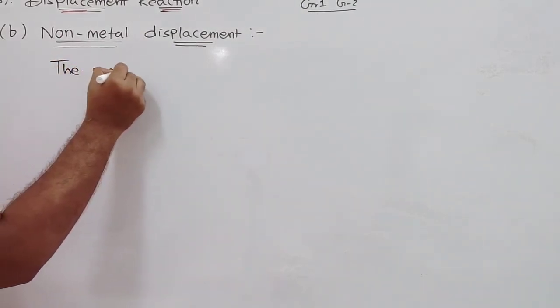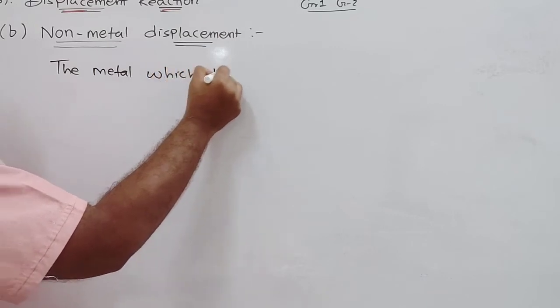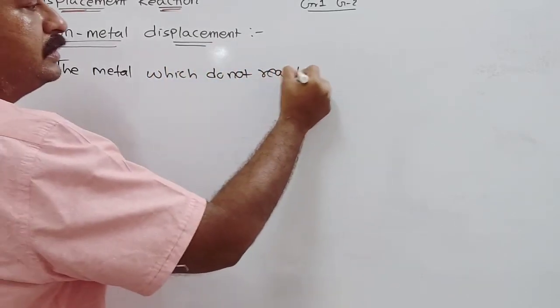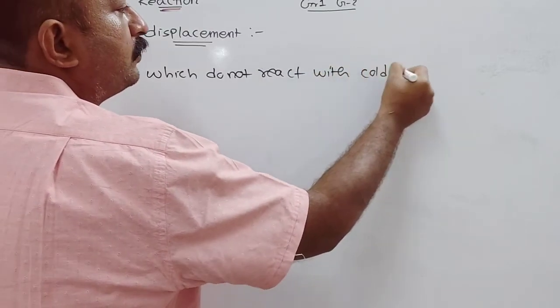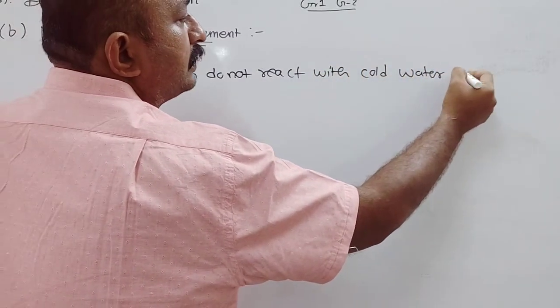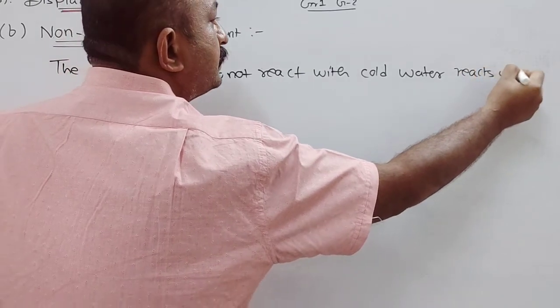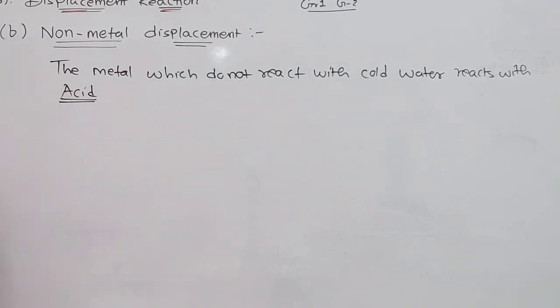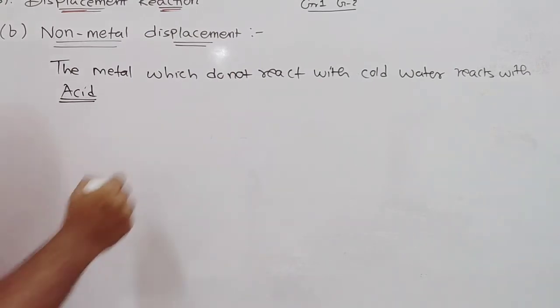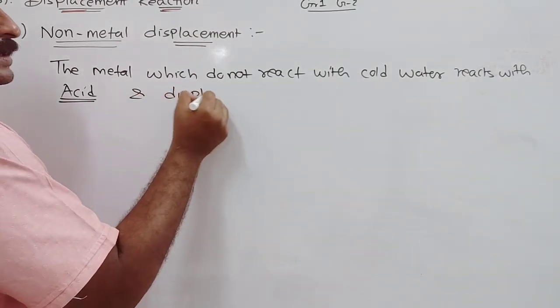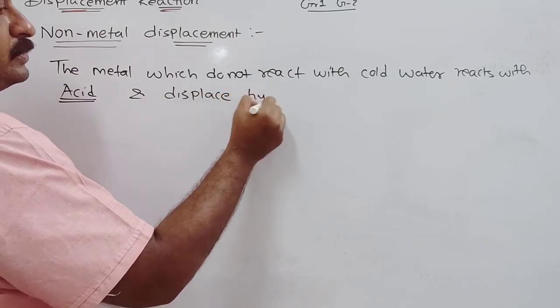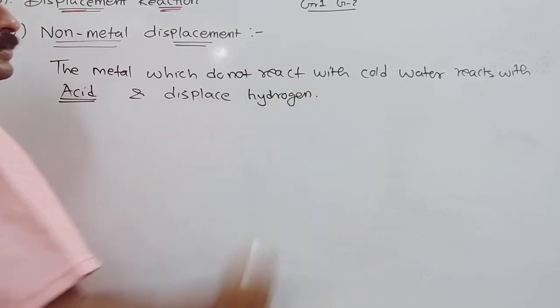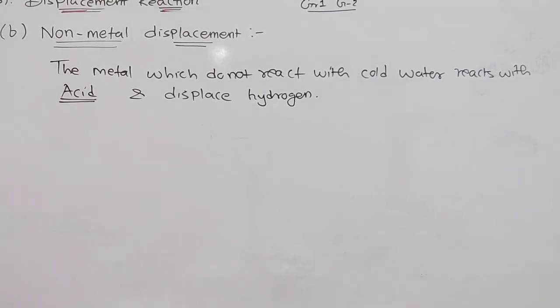The metals which do not react with cold water react with acid. React with what? Acid. This is very important. You must have studied this in lower classes. So it reacts with acid and displaces hydrogen. Okay, reacts with acid and displaces hydrogen. Okay, they are capable of displacing hydrogen.